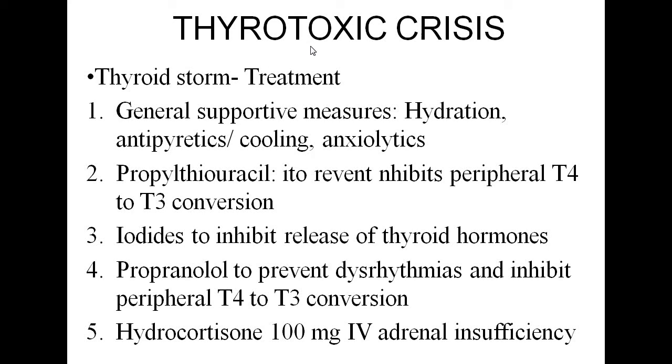So this is a very frequently asked 5-mark question in pharmacology and in general medicine. Treatment of thyrotoxic crisis: we have general supportive measures in the form of intravenous fluids, antipyretics and anxiolytics. Propylthiouracil to inhibit the peripheral T4 to T3 conversion and inhibit thyroid hormone synthesis. Iodides for their thyroid constipating effect. Propranolol to prevent dysrhythmias and inhibit T4 to T3 conversion. And hydrocortisone to prevent adrenal insufficiency.